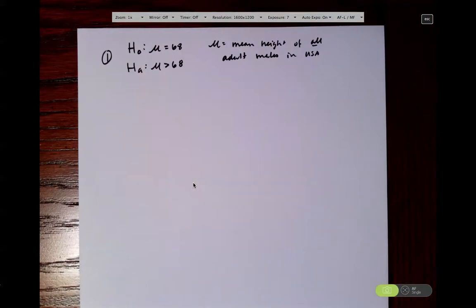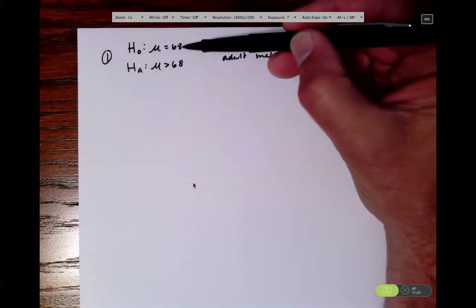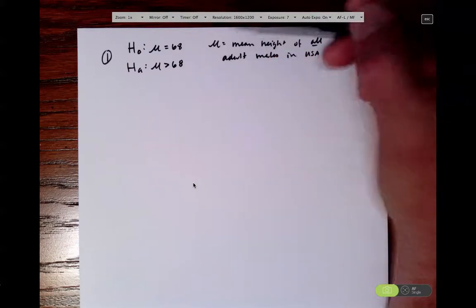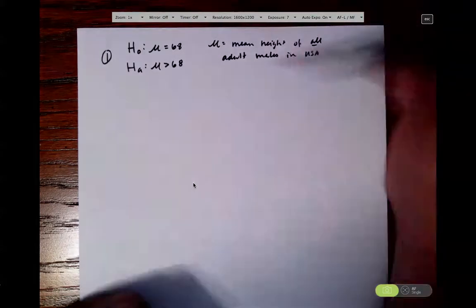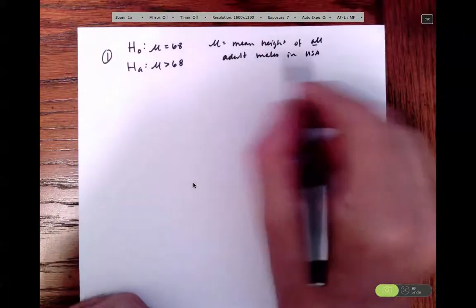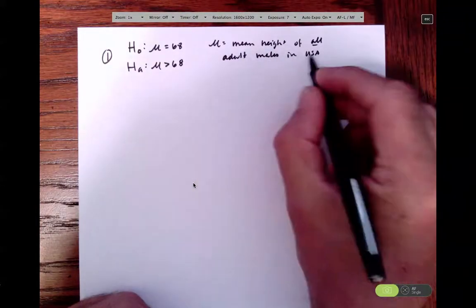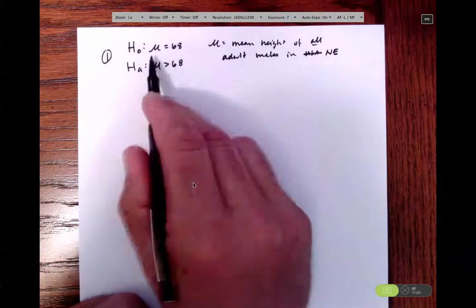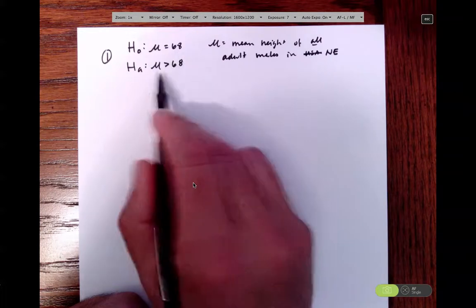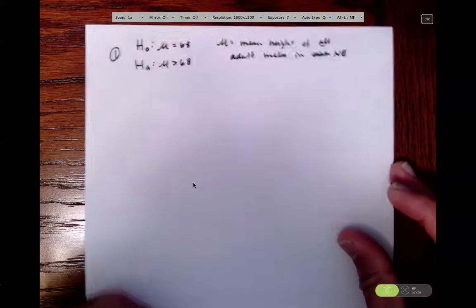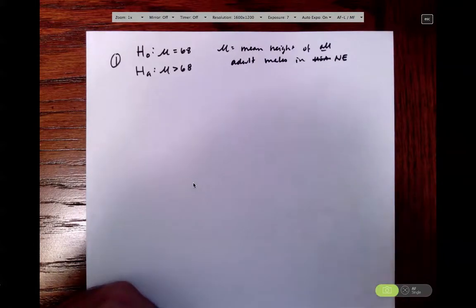The idea here is we're going to assume that this is true, that the mean height for all adult males in the United States is equal to 68. I got this messed up a little bit. The mean height of all adult males should be in Nebraska. We're assuming that Nebraska is no different than the United States, and we're looking for evidence to suggest that the average height of adult males in Nebraska is greater than 68.